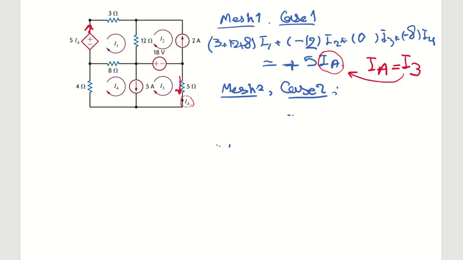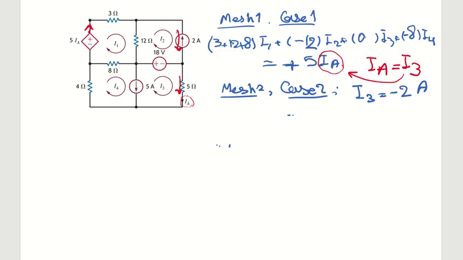current of that mesh must be the same as the current of the current source, because the only current going through that current source is I2. But if you check, the direction of I2 is opposite of the direction of this current source. So I2 is going to be negative 2 amp.